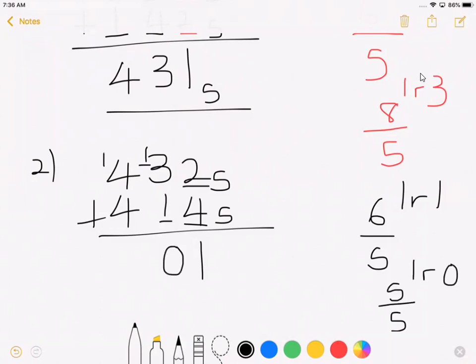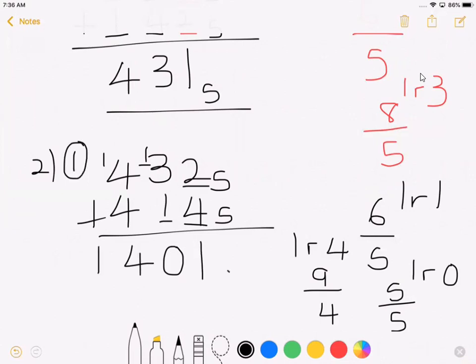Then you say 4 plus 4 plus 1, you get 9. Then you say 9 divided by 4. 9 divided by 4, you get 1, remainder 4. So that 1 goes there and 4 goes there. Then you are left with 1. 1 plus 0, you get 1.